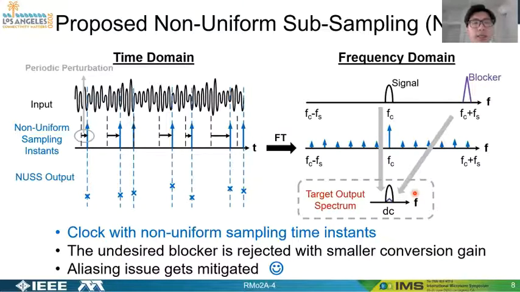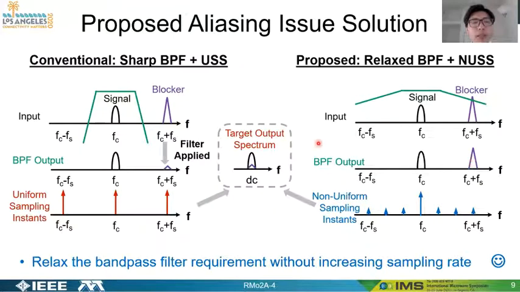The alias gets rejected at the alias band, but becomes smaller chunks and spreads out. In this alias spreading phenomenon, the small chunks can be further removed by the digital filter in the post-processing. Compared to the conventional solution of the aliasing issue, the requirement of the analog bandpass filter can be relaxed without increasing the sampling rate. Because our solution is embedded in the sampling process, it is compatible with other alias rejection techniques.